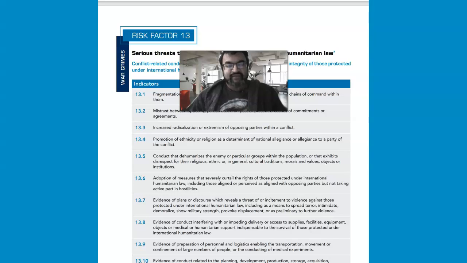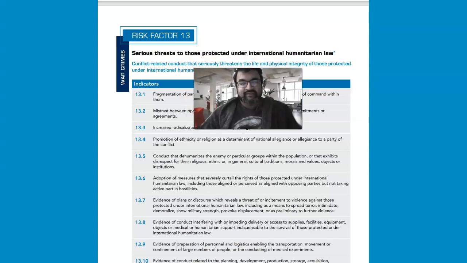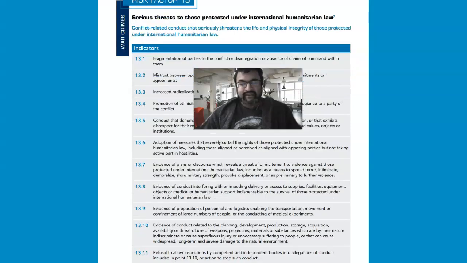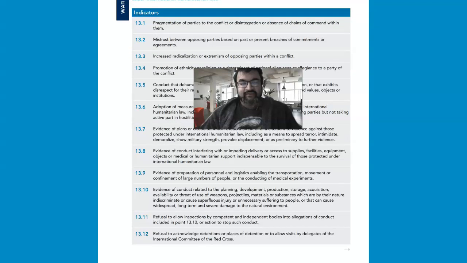13.6 adoption of measures that severely curtail the rights of those protected under humanitarian law. 13.7 evidence of plans or discourse which reveals a threat or incitement to violence. 13.8 is evidence of conduct interfering with or impeding delivery or access to supplies, facilities, equipment, objects, or medical or humanitarian support. 13.9 evidence of preparation of personnel and logistics enabling transportation, movement, or confinement of large numbers of people. Again, Cambodia's Pol Pot regime reminds me of this.